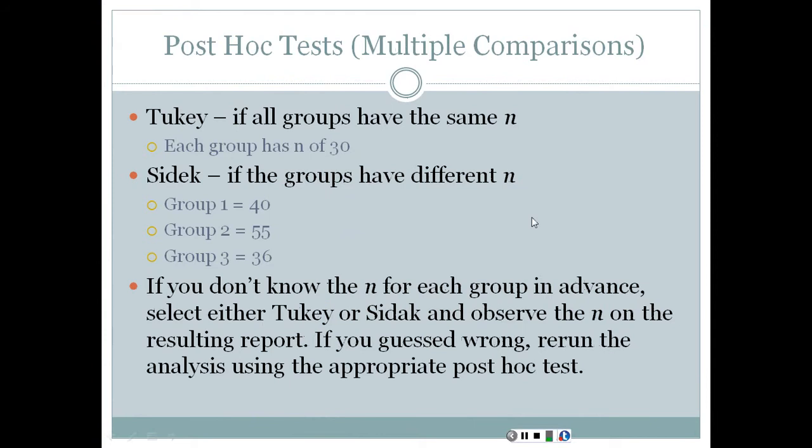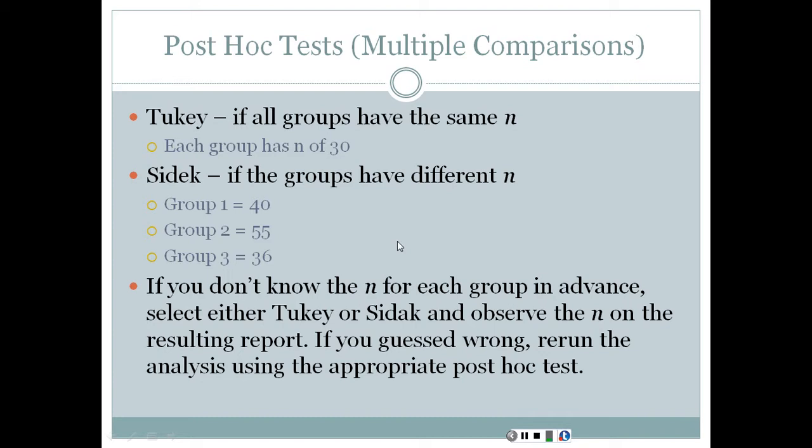So we actually have two choices that I'm going to focus on. There are many options, but for our purposes, you would choose the Tukey post hoc test if all groups have the same N. For instance, if each group had 30 participants, or you can choose the Sidak post hoc test if the groups have different N's. For instance, maybe group 1 had 40, group 2 had 55, and group 3 had 36.